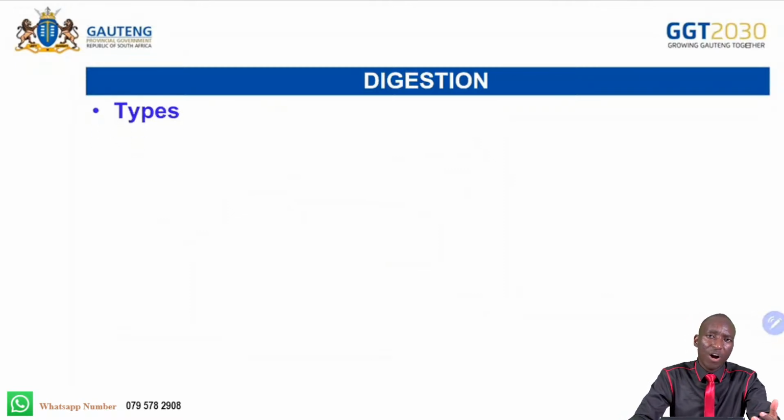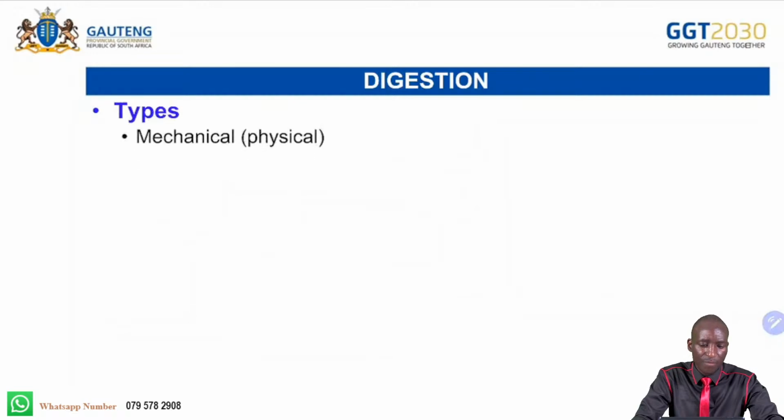Now we'll go to the other part of digestion. We want to find out the types of digestion. We say that digestion is in two forms: mechanical and chemical digestion. We want to look at each of these two types. The mechanical one we can refer to as physical, because this process of mechanical digestion is a physical one.